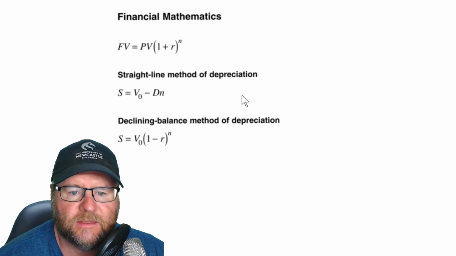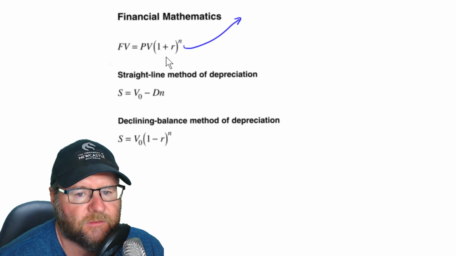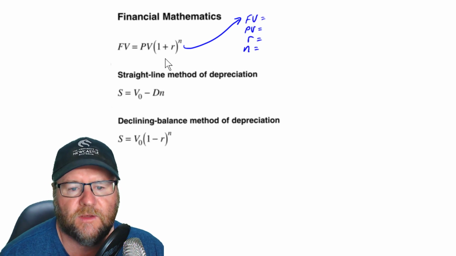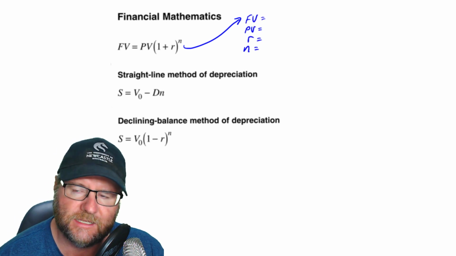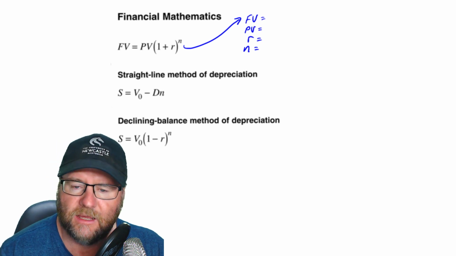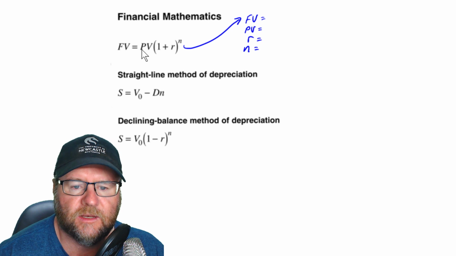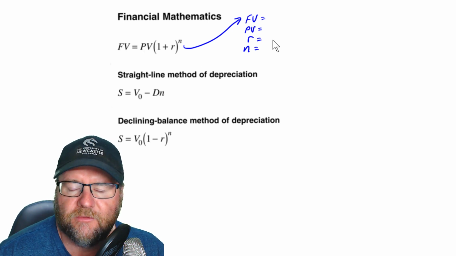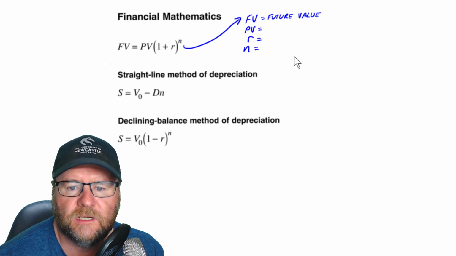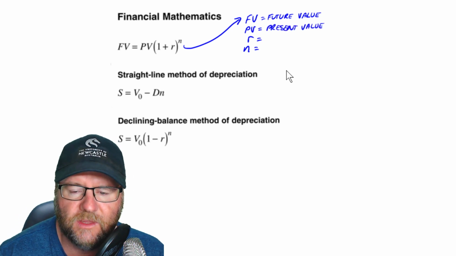Some financial maths. This is our future value formula. So if we're taking the future value, it's basically the same thing as the compound interest formula, but instead of an amount and a principal, we've got a future value and a present value. FV is our future value, what the amount will be worth in the future. PV is the present value.